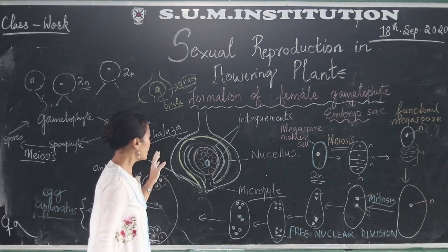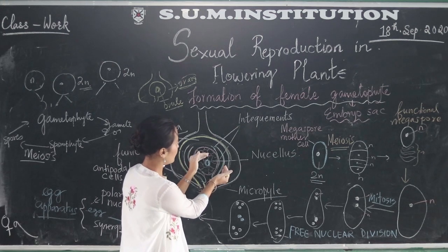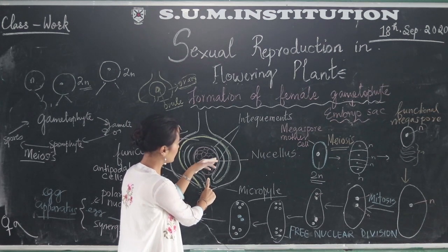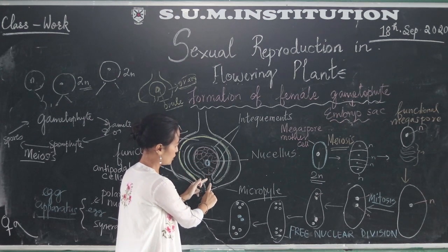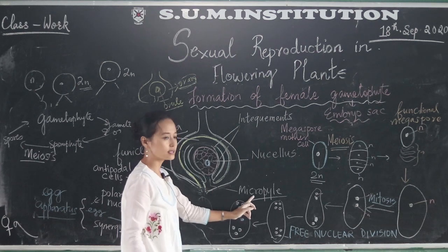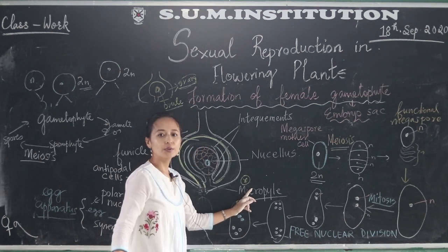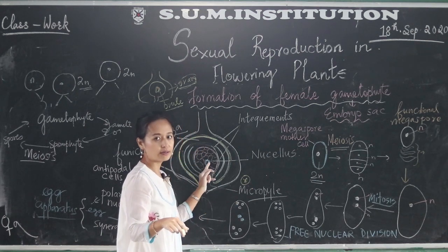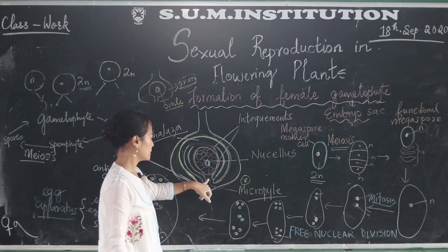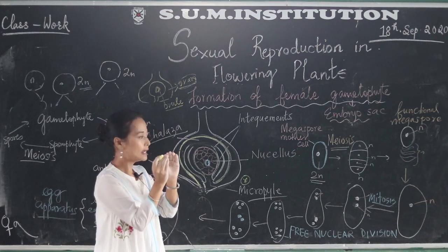So next what we have to learn here is that the integuments cover the nucellus all around, but at a certain region they are not enclosing the nucellus. This portion where the integument does not enclose the nucellus fully is known as the micropyle. This is very important, because it is through the micropyle that the pollen tube enters. So the micropyle is the pore formed by the incomplete enclosure of the integuments.